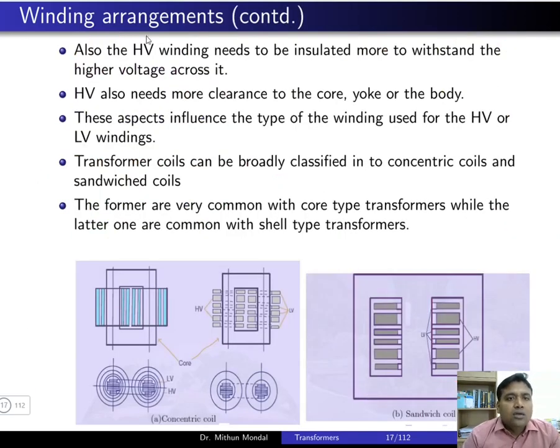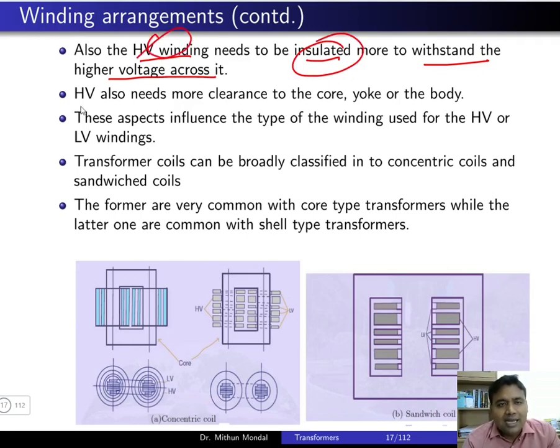Now the high voltage winding needs to be insulated more to withstand the higher voltage across it. So if you have the high voltage winding and low voltage winding, the insulation requirement for the high voltage winding will be more because it has to withstand the higher voltage. High voltage winding also needs more clearance to the core, yoke or the body. So the clearance requirement as well as insulation requirement for the high voltage winding will be more because it is carrying more voltage.